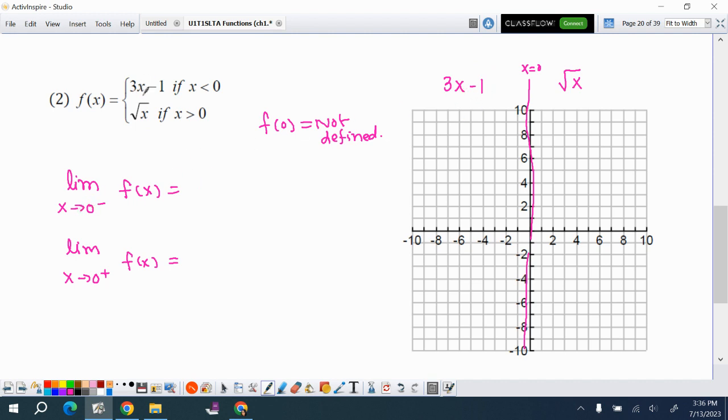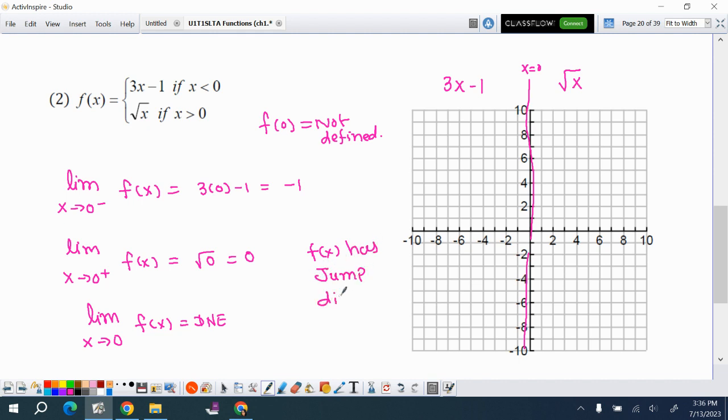If you substitute 0, 3 times 0 minus 1 is negative 1. And if you substitute 0, the square root of 0 is 0. Clearly, these two numbers are not the same, so that's why you can say the limit as x approaches 0 of f of x does not exist, and f of x has a jump discontinuity. Just a coincidence that we got the same value at x equal to 0.